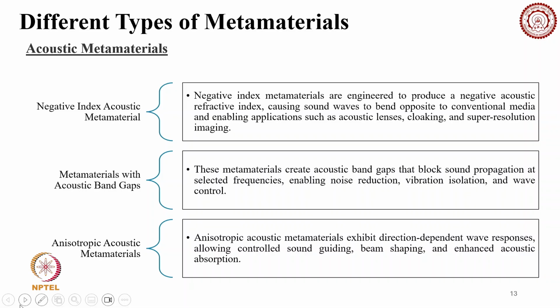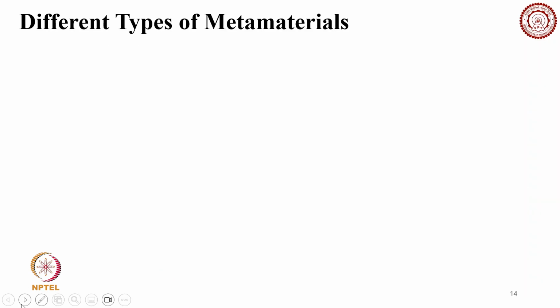For example, you want to make a building wall, and you are looking at the frequencies that generally come through the wall. You can try to infuse some metamaterial structure in your wall system so that it can reduce the vibration. Then anisotropic acoustic metamaterial: the direction of wave propagation is different, like a wave propagating in one direction and a wave propagating in the other direction will be different. That is where the anisotropy comes in.